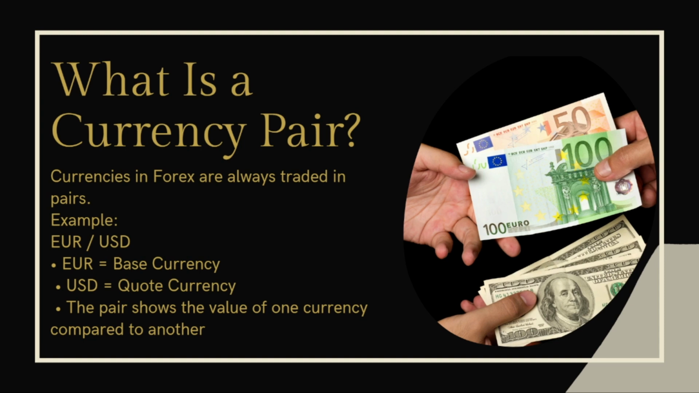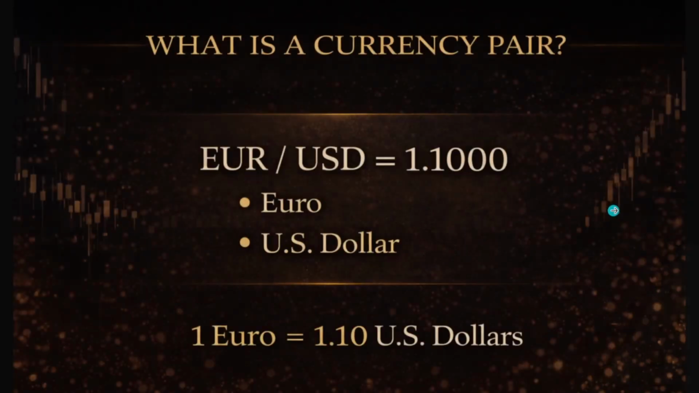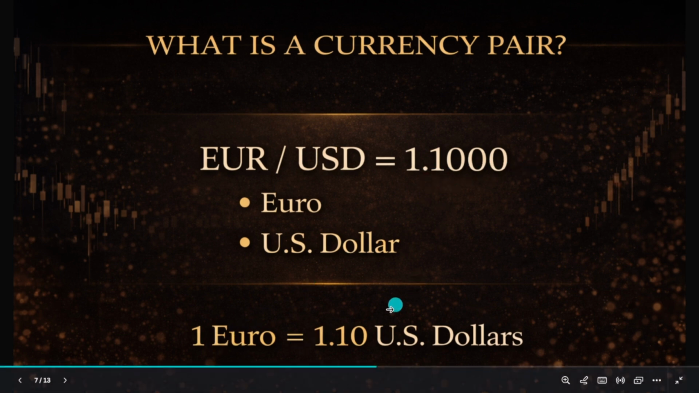So when the price changes, it shows how much of the second currency is needed to buy one unit of the first currency. So for another example, if the price for euro USD is 1.1000, that means 1 euro is equal to $1.10 in US dollars. And if the price for euro USD is 1.1200, then that means 1 euro is equal to $1.12 in US dollars. All right. So here's an example of it. We have the euro USD, which is 1.1000. So 1 euro is equal to $1.10 in US dollars.